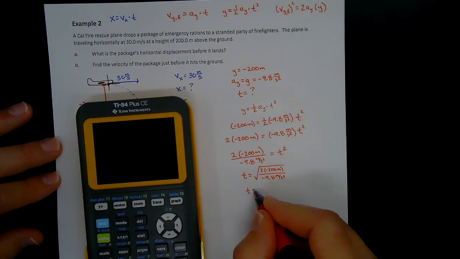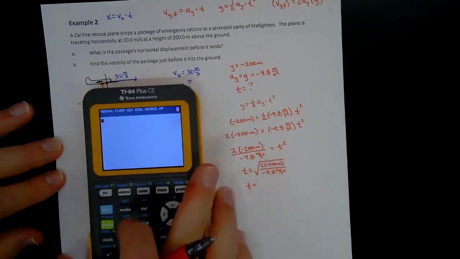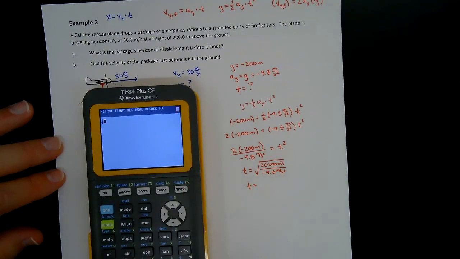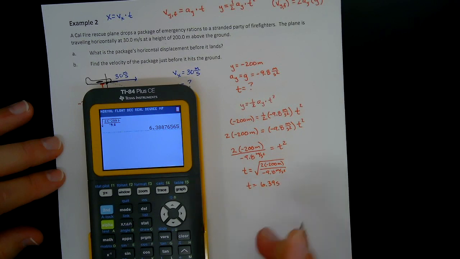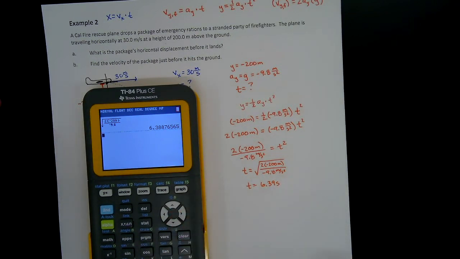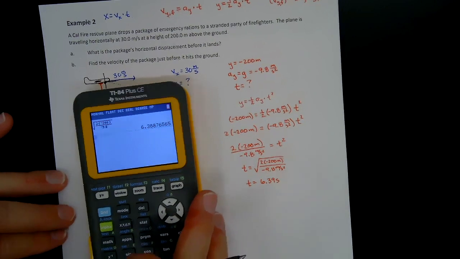Okay. So the square root, and I need a fraction. So then 2 times negative 200 divided by negative 9.8. And you wind up with 6.39. So 6.39 seconds. So that's how long it took to drop from 200 meters above. It took 6.39 seconds to hit the ground, okay?